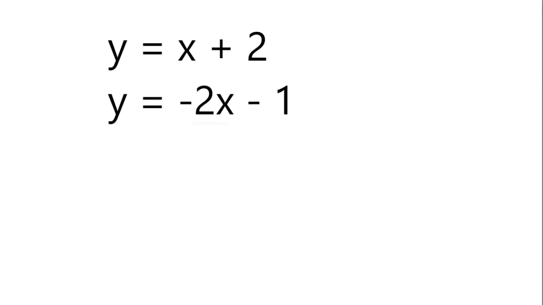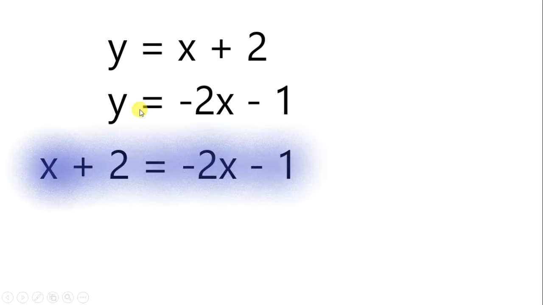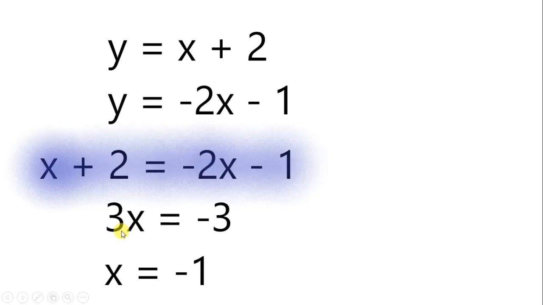This time we'll solve by substitution. Solve a variable to substitute. I will choose y. We can see on the first equation y is equal to x plus 2. So substitute x plus 2 for y in the second equation, and it becomes x plus 2 is equal to negative 2x minus 1. Simplifying this becomes 3x is equal to negative 3. Simplifying further becomes x is equal to negative 1.